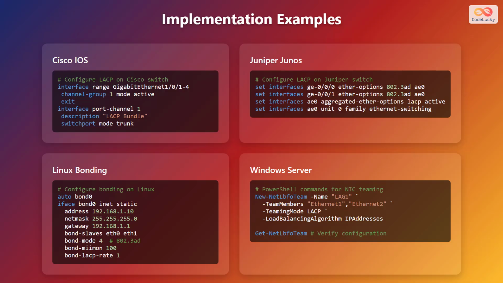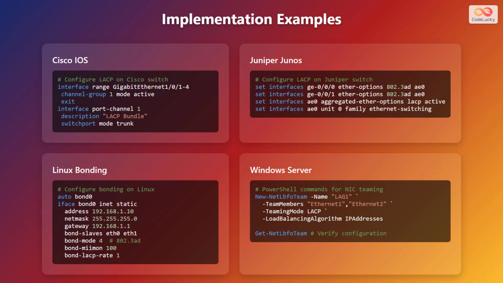For Linux bonding, configure auto bond0. Then iface bond0 inet static. Set the address to 192.168.1.10, netmask to 255.255.255.0, and gateway to 192.168.1.1. The bond slaves are eth0 and eth1. Set the bond mode to 4, or 802.3ad. Set the bond miimon to 100 and the LACP rate to 1.